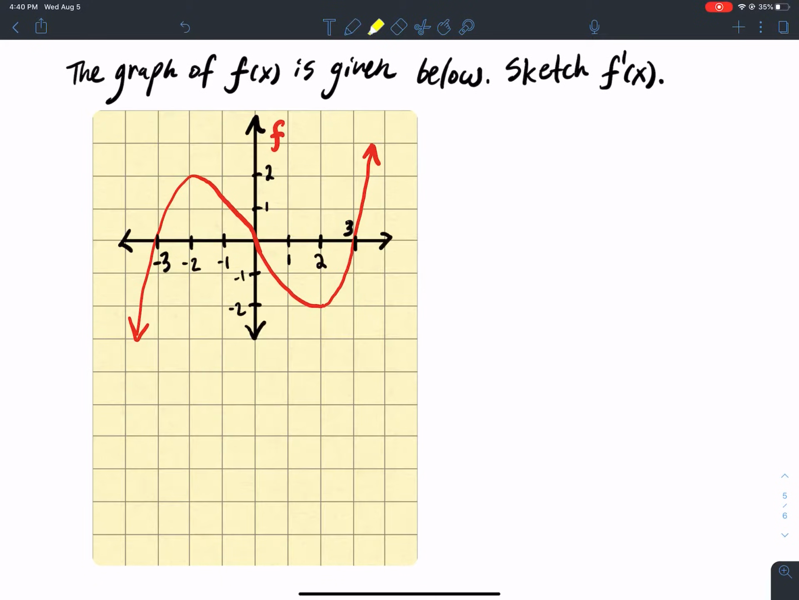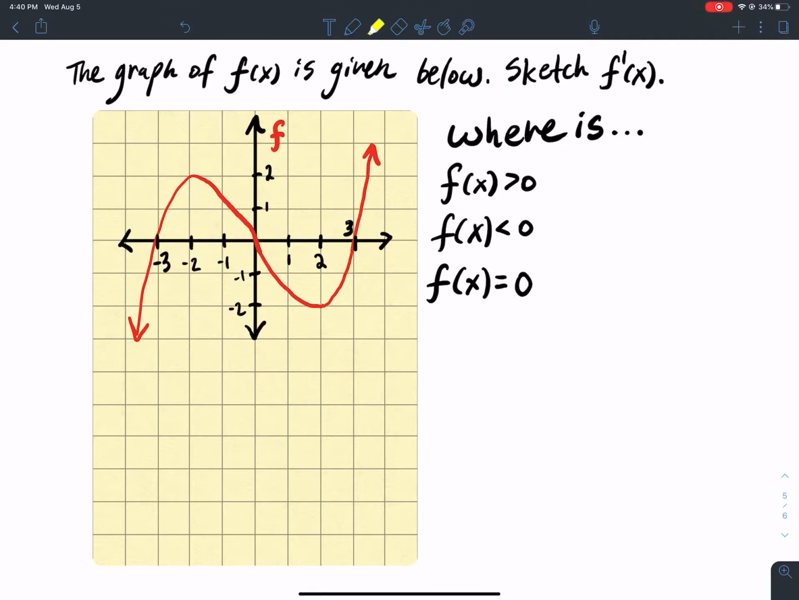The graph of f of x is given below. So what I want to do is sketch f prime of x. I'm going to give you a technique that I use in order to sketch the derivative function, okay? What I like to do is think about where's what.